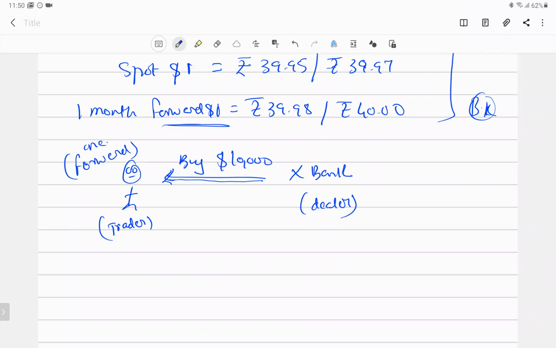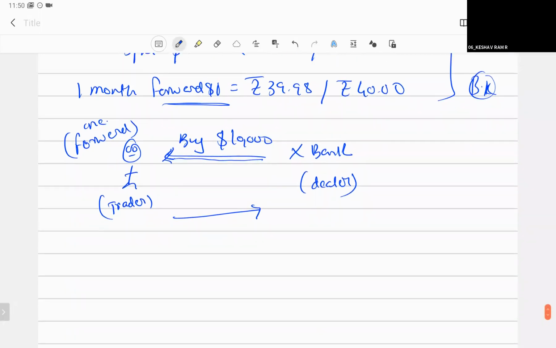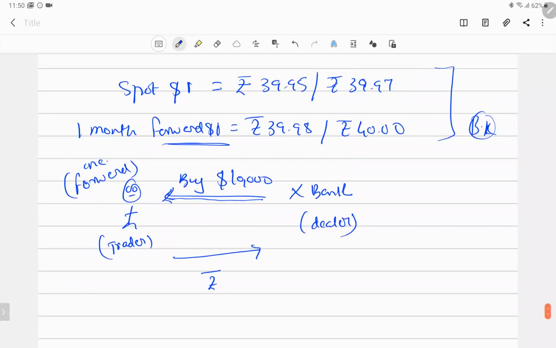So the bank will be selling at 40, which will be our buying rate now. So how much rupees will we be paying to the bank? 40,000. Multiply this into this. Nothing difficult. See, this is the bid rate and this is your ask rate. The bank will be selling the dollar. In the spot, the bank will be buying dollar at 39.95 and selling dollar at 39.97.